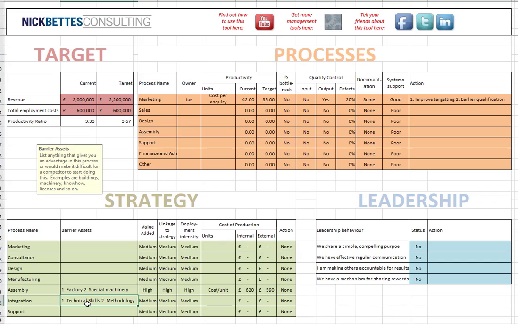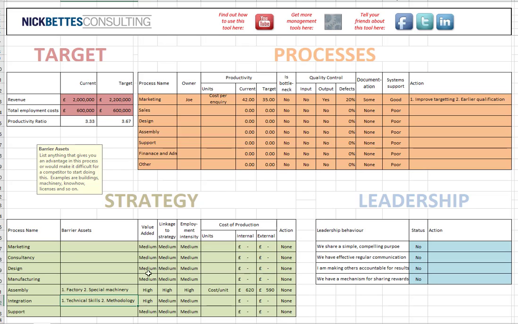And the two barrier assets are things that would be difficult for us to get hold of or acquire to do this. We've decided our technical skills and some kind of methodology, some know-how about how to integrate these things. Okay, let's move on then.